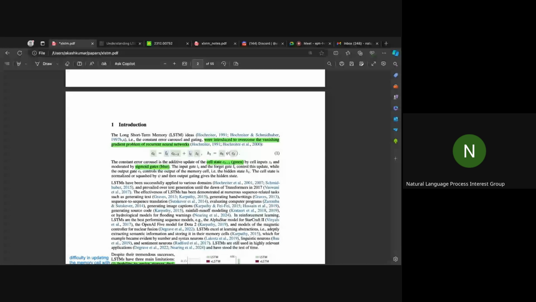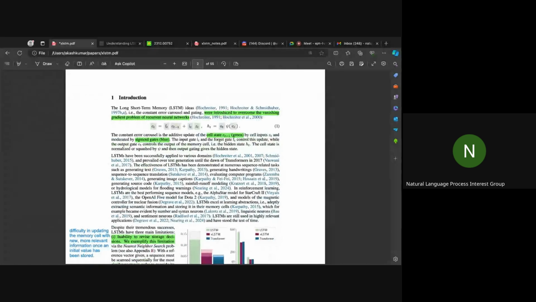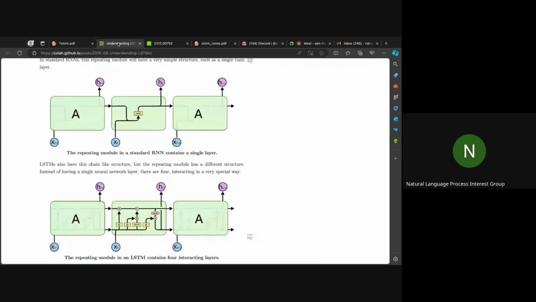To give an introduction of the LSTM architecture, it's good to revise what exactly happens inside the cell state so that we can understand this paper better. To do that, I will go to this particular blog post. It's one of those blog posts that, if you're reading about NLP or about LSTMs, you might have seen earlier.